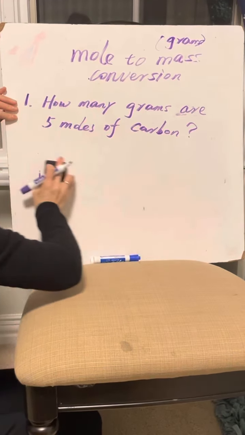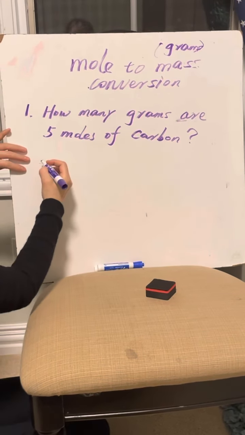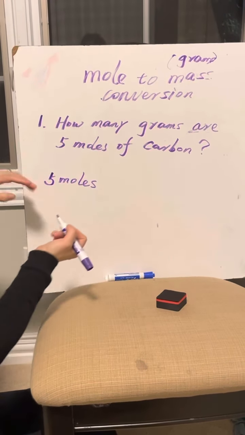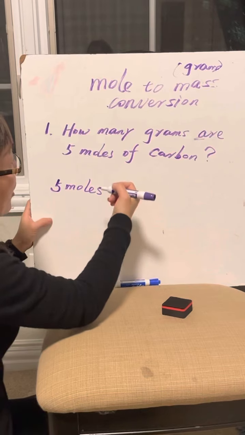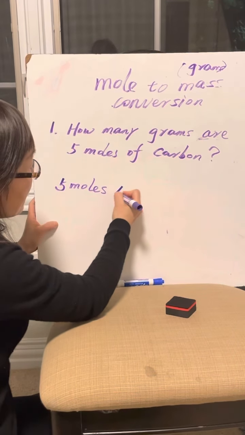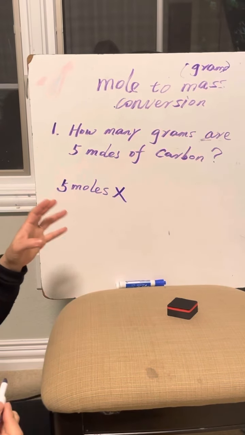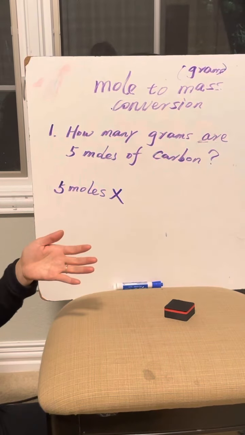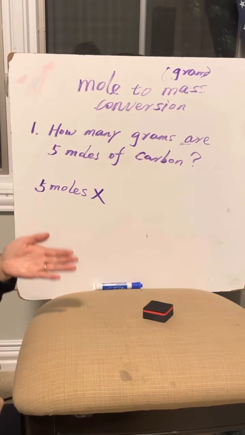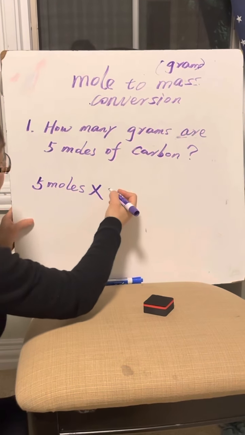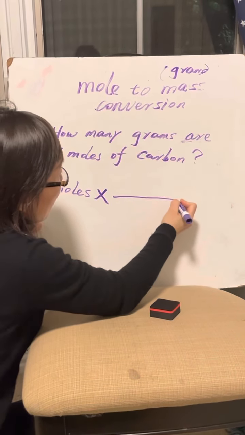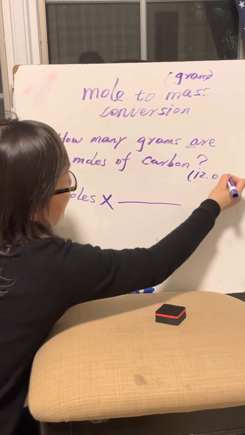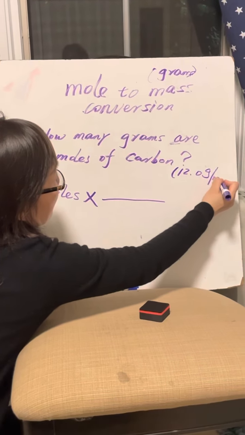Okay, so now we are going to do this question. What we know is 5 moles of carbon. What we need to know is how many grams. What we are going to do is multiply by the conversion factor, which is the molar mass of carbon. How do you find the molar mass of carbon? You go to the periodic table, find carbon, and find the number in there. Okay, so I already know the molar mass of carbon is 12.0 grams per mole.